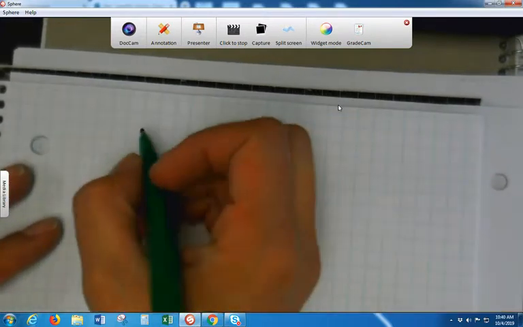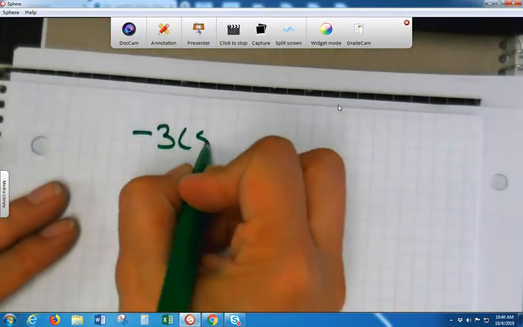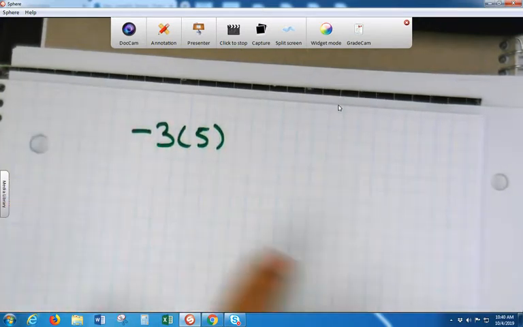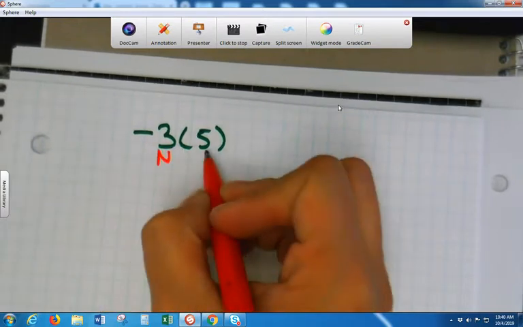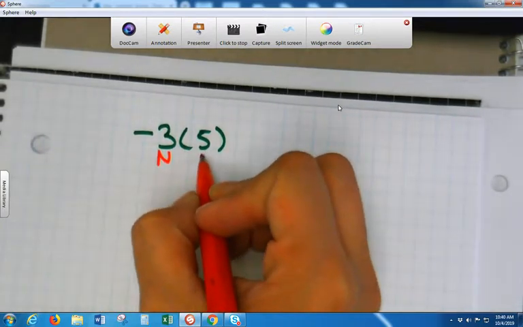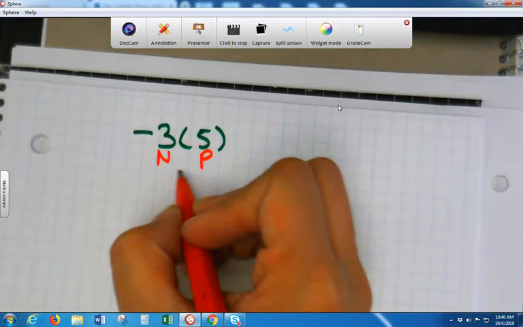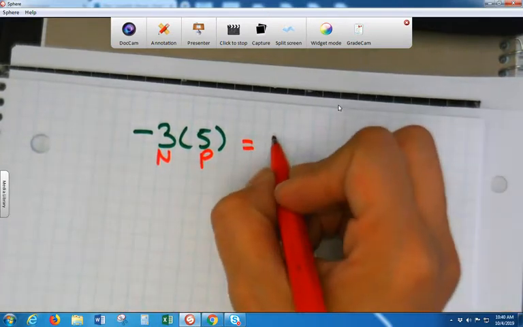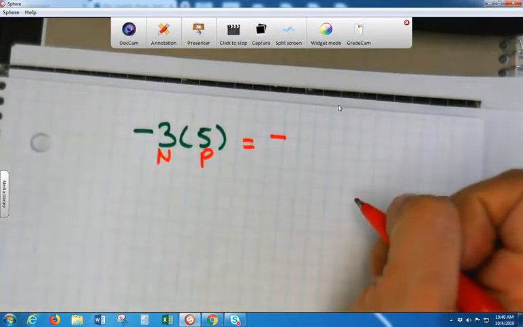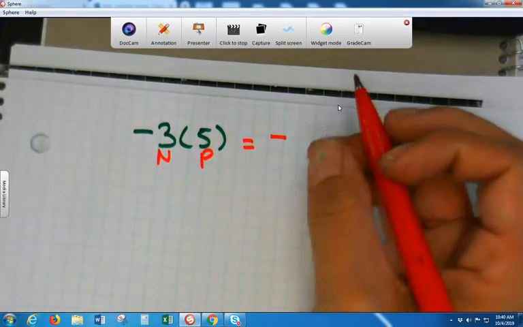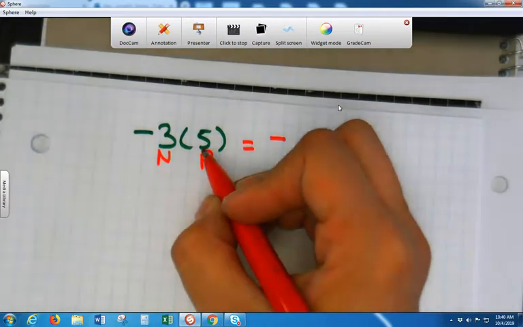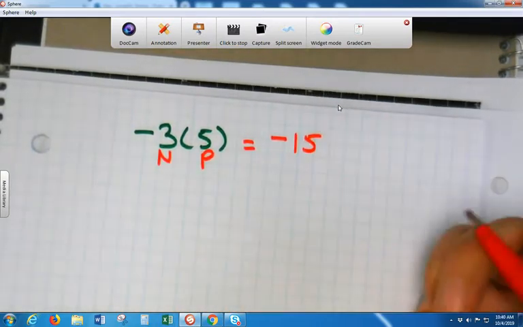Okay, negative 3 times 5. What kind of number is the first one? The negative. What kind of number is the second one? Positive. So are they the same or different? Different, so therefore it's negative. It's completely different than the addition rules. Then you go, what's 3 times 5? 15. So my answer is negative 15.